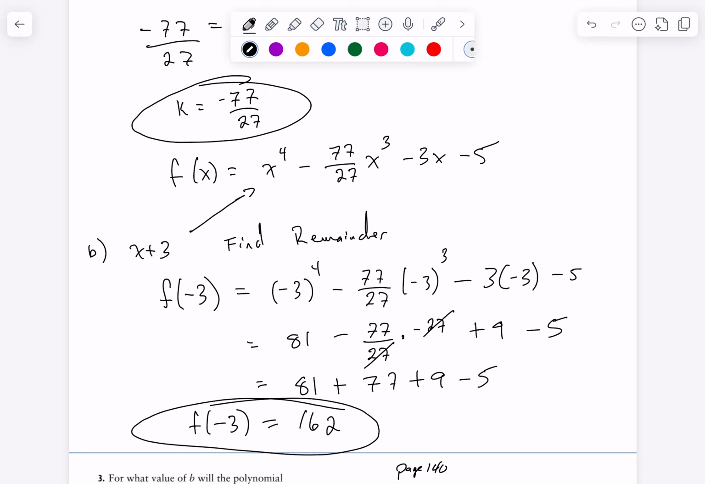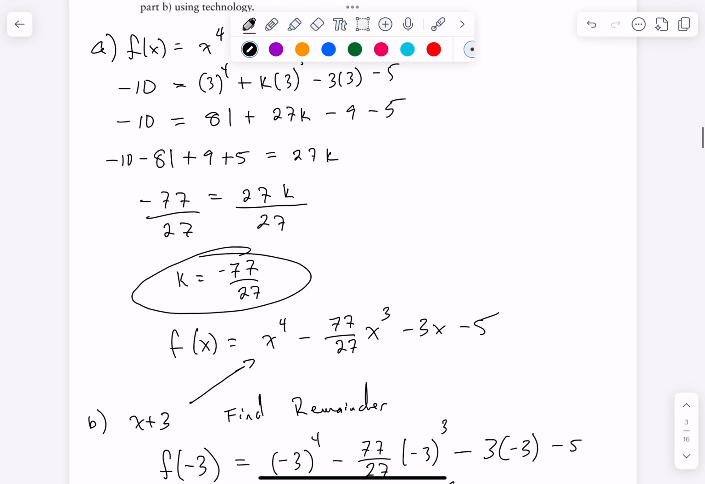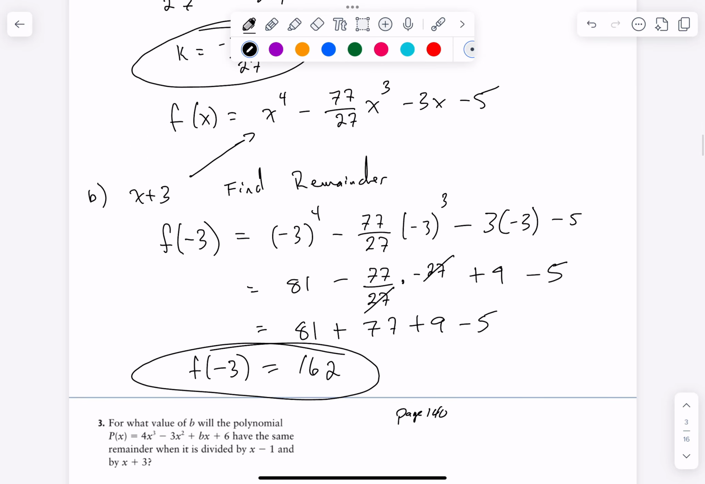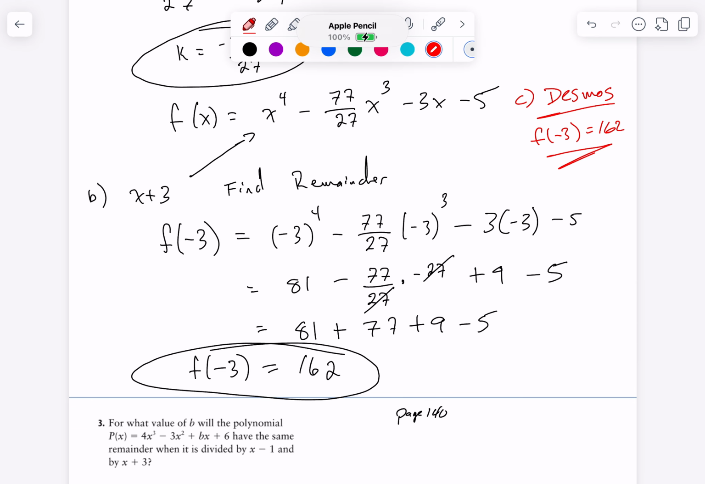Okay, that's it for number 2. Part C there was just asking you to graphically verify your answer. What you could do is put this function into Desmos, right? So I guess part C could be Desmos, and check that f at -3, like check the actual point on the graph. Okay, so that's part C, and that's it.